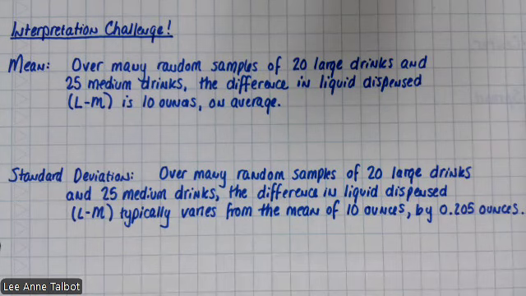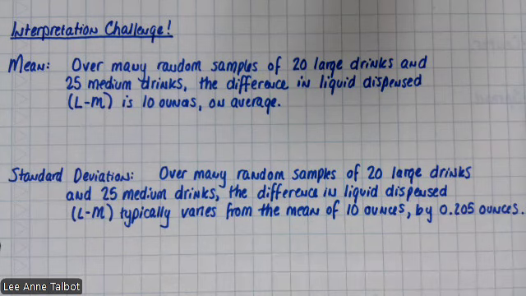Okay, standard deviation, which might actually be easier because we practiced that more. Over many random samples of 20 large drinks and 25 medium drinks, the difference in liquid dispense, large minus medium, typically varies from the mean of 10 ounces by 0.205.